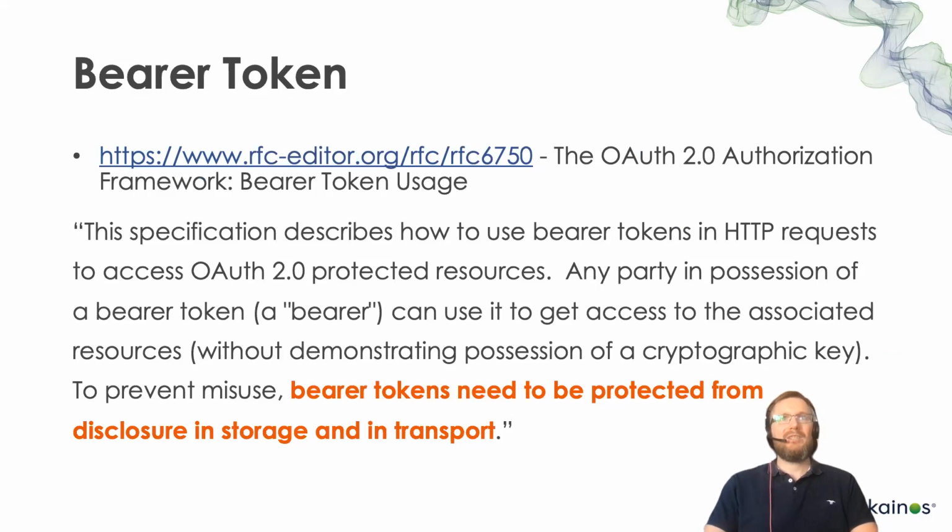OAuth 2 is using bearer tokens to provide access to the resources. So any party in possession of that bearer token, which is like a passport, can, by providing that token to the resource server, to the server that holds the data, gain access to this data. That is why the bearer tokens have to be protected from disclosure, both in storage and in transport.